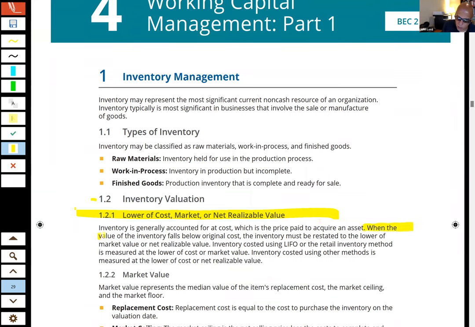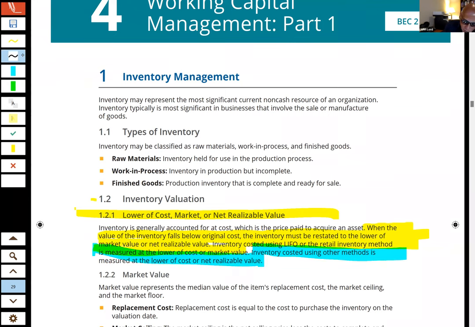So we say when the value of inventory falls below its original cost, the inventory must be restated at the lower of market value or net realizable value. Inventory costed using LIFO or the retail method is measured at the lower of cost or market. All other methods will use the lower of cost or net realizable value.